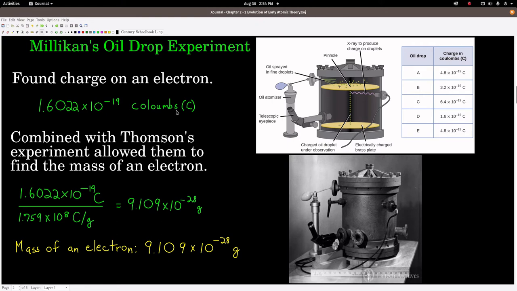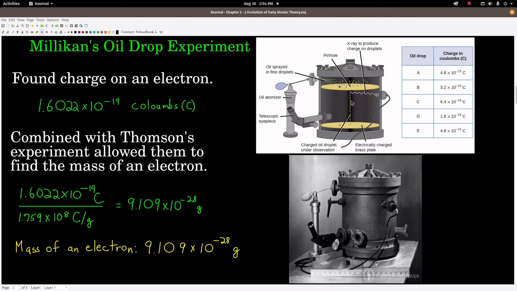Millikan in Chicago did this experiment. This, I believe, down here is a picture of his actual apparatus. This is a schematic. And what he did was he took an atomizer. This looks like an old-fashioned perfume sprayer. He would spray some oil droplets into this chamber. And he had two metal plates here that he could electrically charge. He put a positive charge on the top one and negative on the bottom one. Little hole in this top plate. He had a light in here. I don't think this shows it, but there was a light that would reflect off the drops so he could see them with this telescopic eyepiece that he was using.